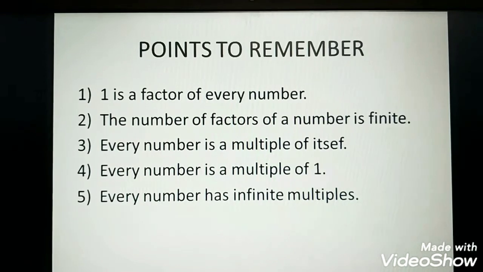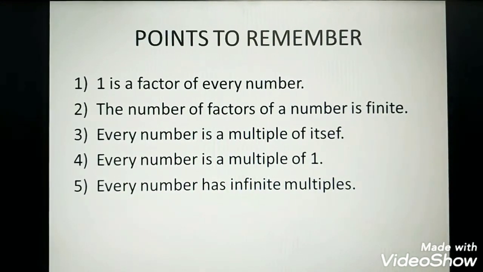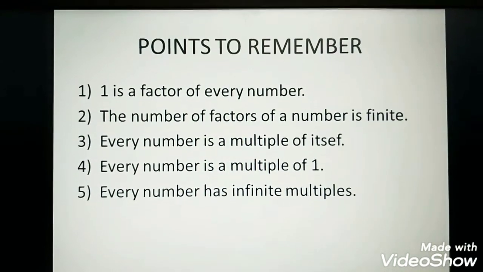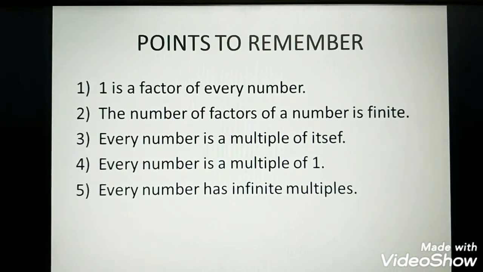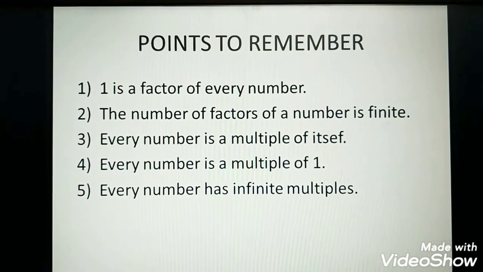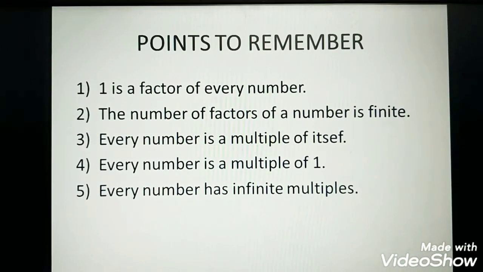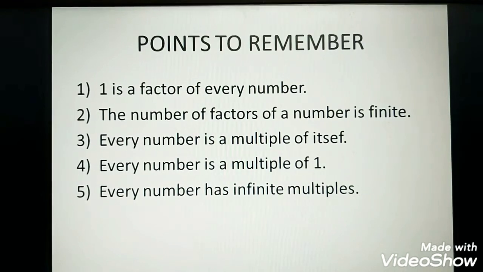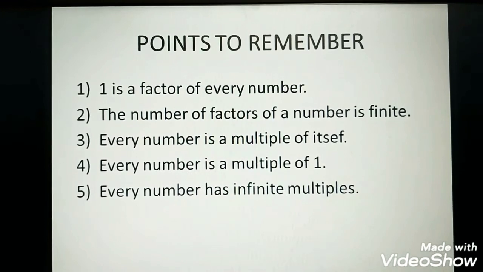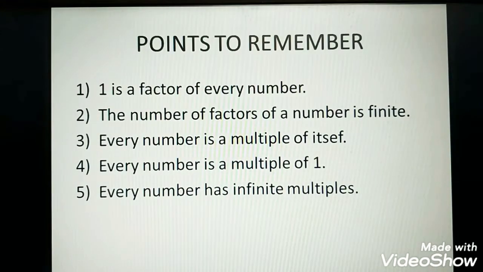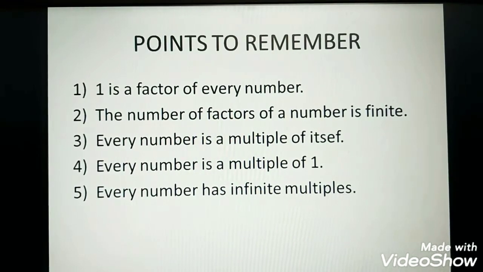Now there are points to remember. The first point is 1 is a factor of every number. 1 हर एक number का factor होता है. The second point is the number of factors of a number is finite. किसी भी number के factors कैसे होते हैं? Finite होते हैं. Every number is a multiple of itself. हर एक number आपका अपना खुद का multiple भी होता है. Every number is a multiple of 1. हर एक number 1 का multiple भी होता है. Every number has infinite multiples. सभी numbers के infinite multiples होते हैं.